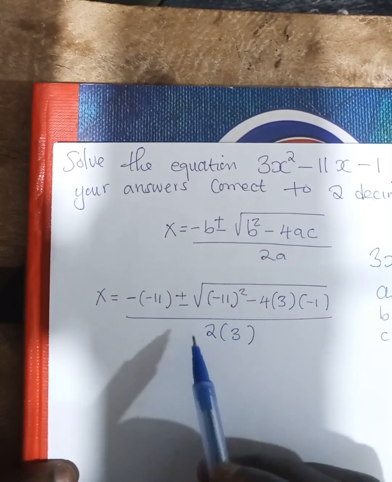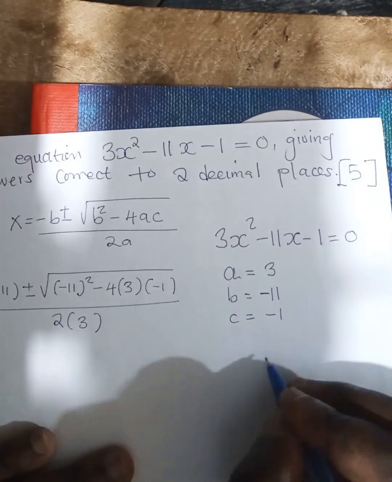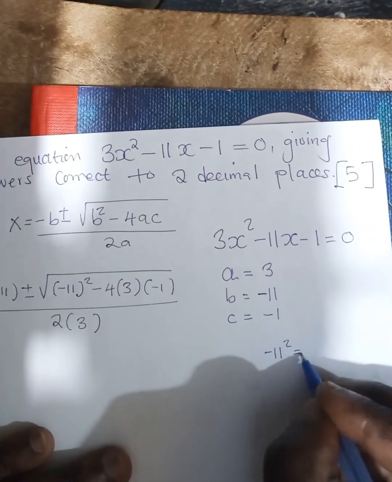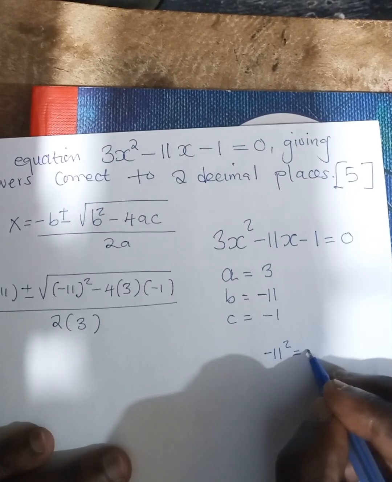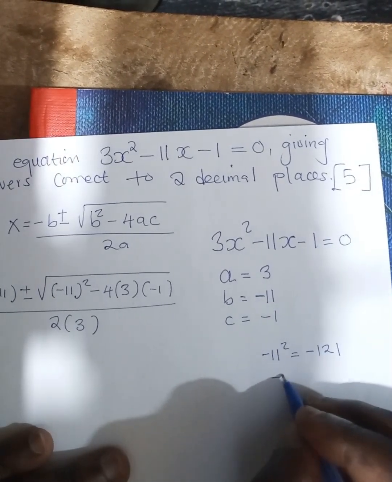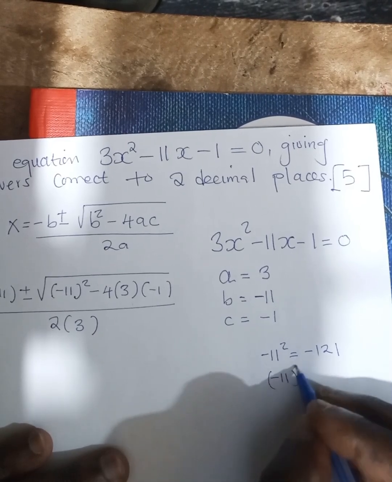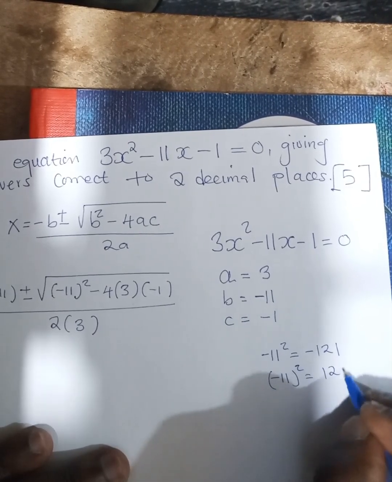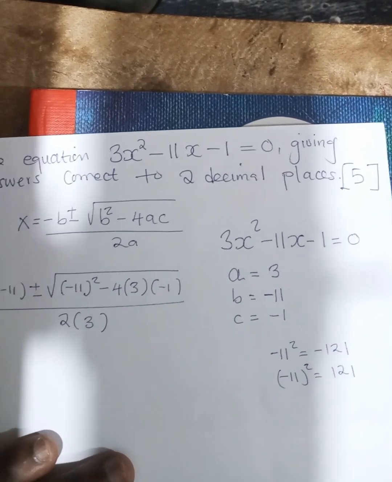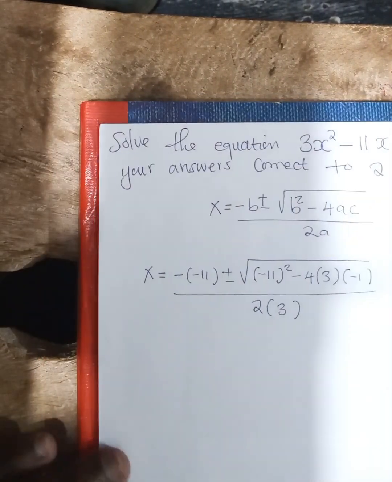Don't forget to put brackets, and I hope we know that if I say negative 11 squared without brackets, I'm getting an answer which is negative, negative 121. But if I put negative 11 into brackets and square it, I'm going to get something which is positive. If you want, you can prove this using your calculator. You're going to get the same thing.